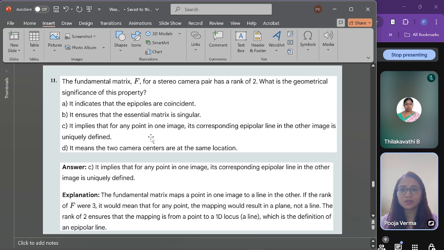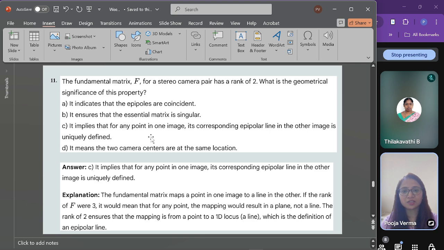Okay. So what is the geometrical significance of this property? The options are: A, it indicates that the epipoles are coincident. Option B is it ensures that the essential matrix is singular. Option C is it implies that for any point in one image, its corresponding epipolar line in the other image is uniquely defined. Option D is it means the two camera centers are at the same location. So option C is the correct answer. It implies that for any point in one image, its corresponding epipolar line in the other image is uniquely defined.